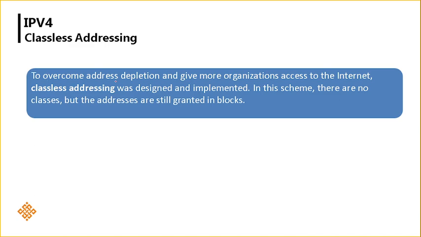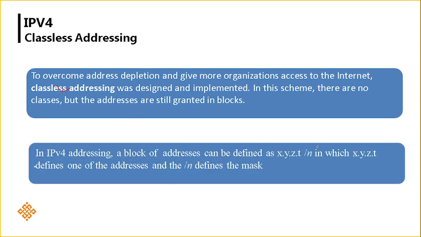In order to overcome that address depletion, and also to provide more organizations access to the internet, we are going for classless addressing. In this scheme, there are no classes at all. There is no class A, class B, class C, class D, and class E, which you have seen in our previous video. But the addresses are still granted in blocks. They will give one block in the form x.y.z.t/n, which was already seen in the previous video. This is your IP address. One block will be given as per your requirement. From that, you can find the starting address and how many addresses you have. All those things can be calculated.